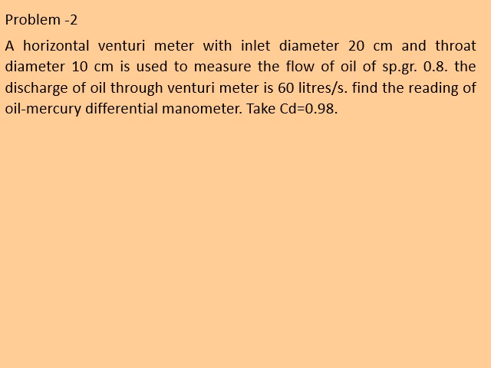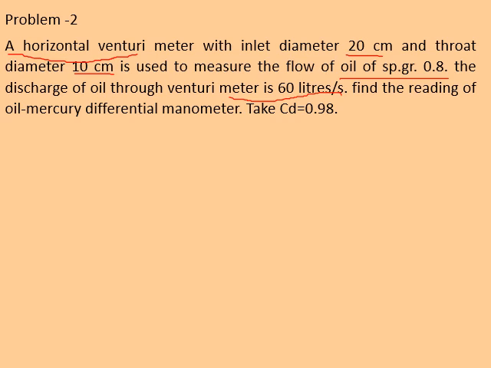So this one is also a horizontal venturimeter. According to that, Z1 is equal to Z2. The inlet diameter D1 at section 1 is given as 20 centimeter and throat diameter D2 is given as 10 centimeter. That venturimeter is used to measure the flow rate through the pipe, and oil of specific gravity 0.8 is flowing through the pipe and discharge through the pipe is 60 liters per second. So that is the quantity of flow rate of oil through the pipe. So find the reading of the oil mercury differential manometer.